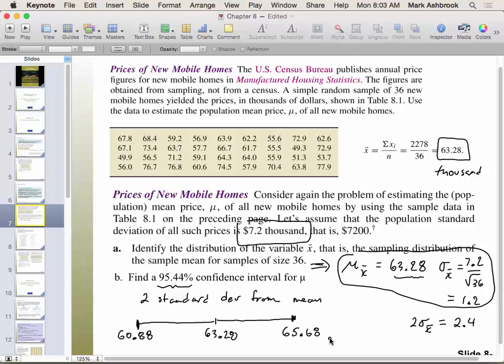It would be very unlikely if the population mean wasn't close to that, because we have a big sample. But now we want to say we can be 95% sure that the actual population mean is between like 61 and 66 thousand. There's still a chance that the population mean lies outside of this range, but only a 5% chance.